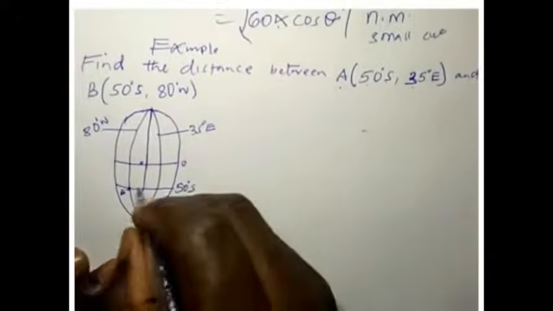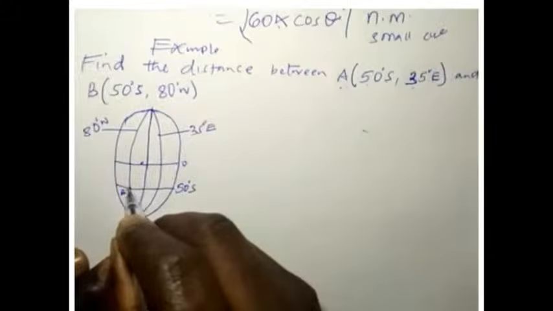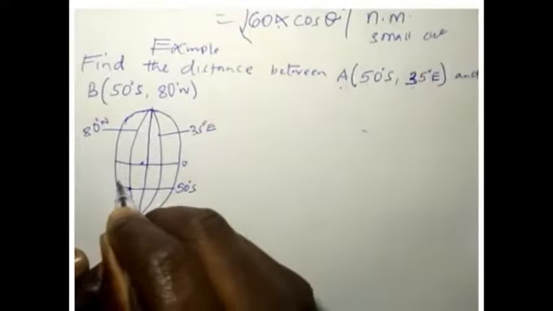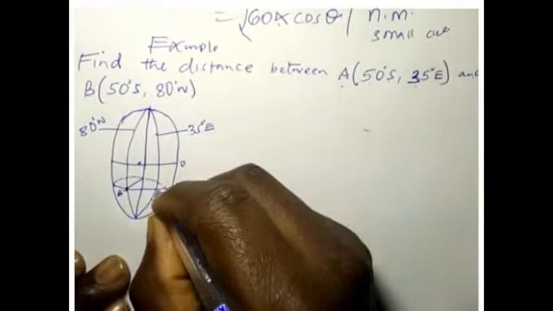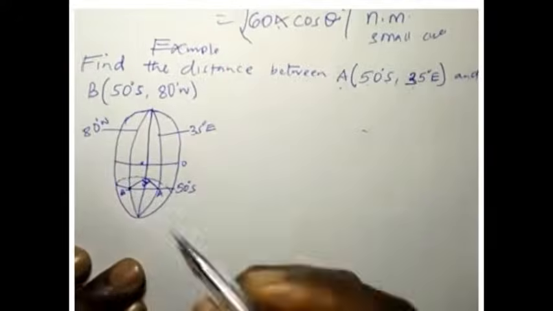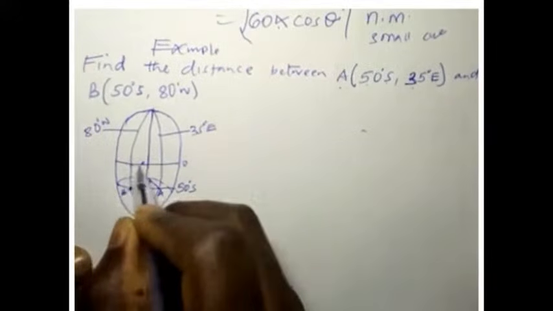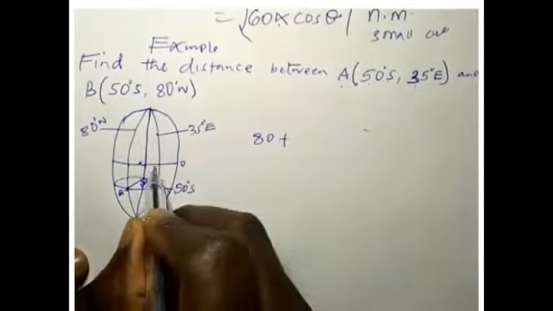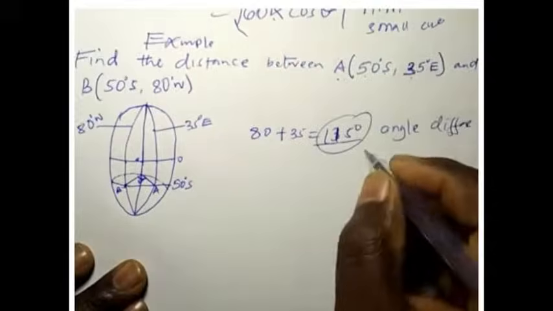Because this one is a small circle, we will draw the circle like this. A is here, B is here. So let us get the angle difference. From west 80 to 0, that is 80, plus from 0 to 35, gives 115 degrees. The angle difference is what we call alpha.